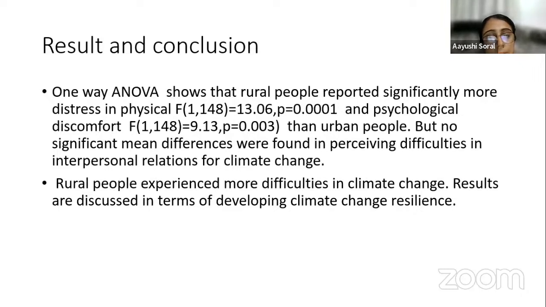The rural people experience more difficulties in climate change. Results were discussed in terms of developing climate change resilience, because it has been observed that rural people were mostly affected.